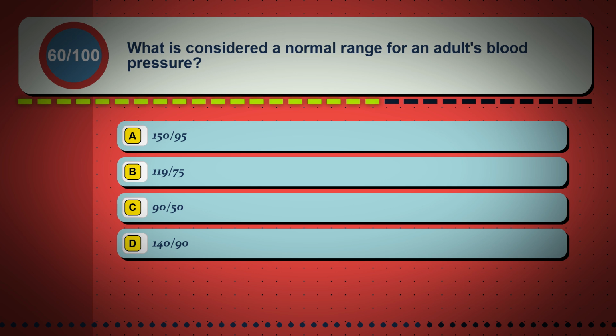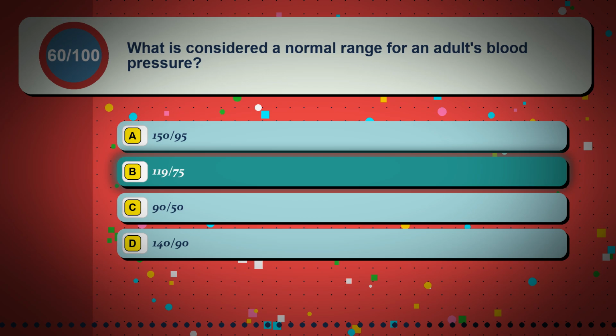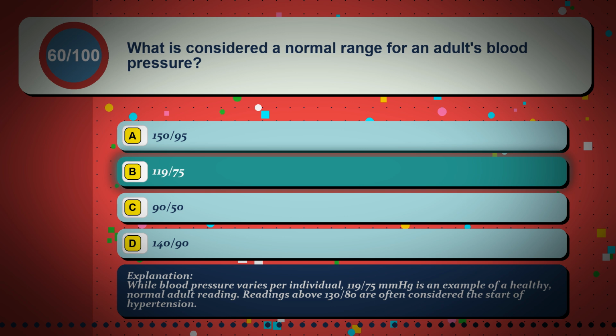Option A, 150/95. Option B, 119/75. Option C, 90/50. Option D, 140/90. The correct answer is option B, 119/75. While blood pressure varies per individual, 119/75 mmHg is an example of a healthy, normal adult reading. Readings above 130/80 are often considered the start of hypertension.